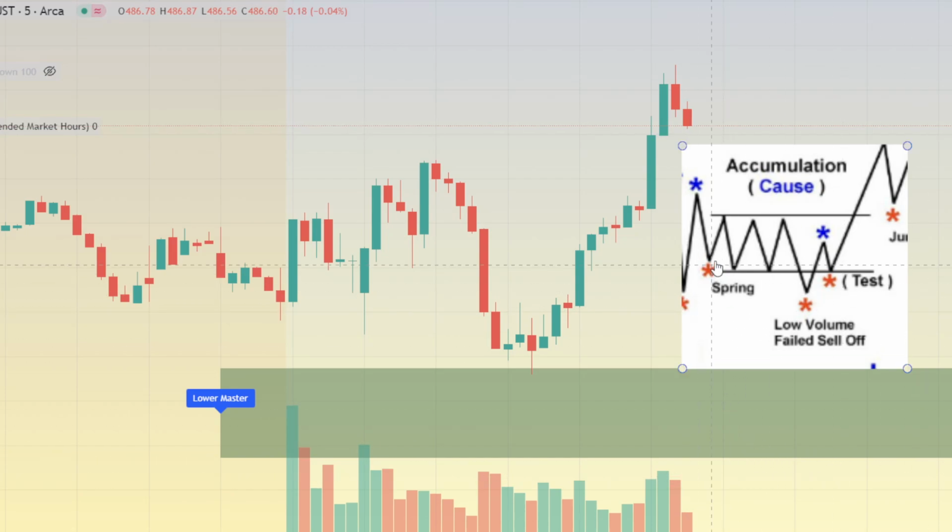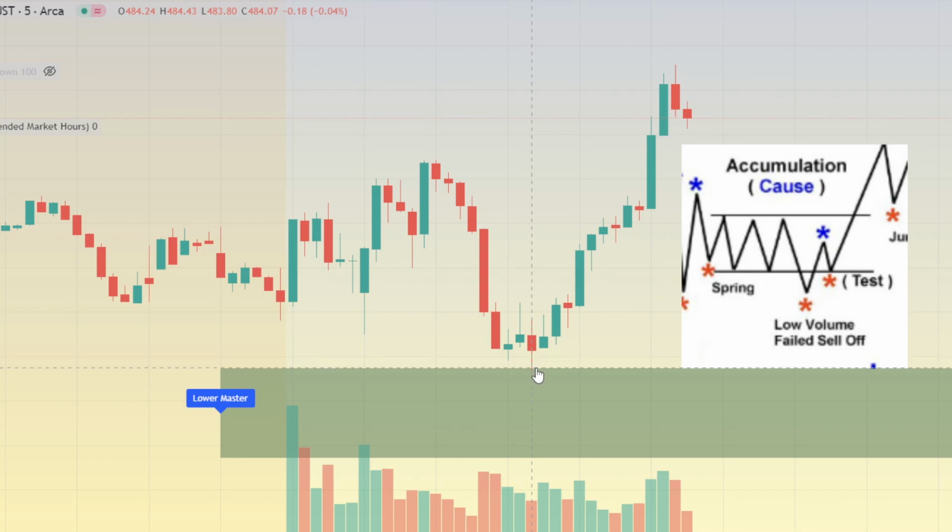So on this Wyckoff method graphic, you guys can see we came from the upside before I cut this, and then we have the accumulation, which is what I want to focus on. And we're talking about this little area on SPY here. This is our accumulation phase. So we get this little bounce, and then we reject that resistance, a little bounce, and then the key part here, guys, is we get this low volume failed sell-off.